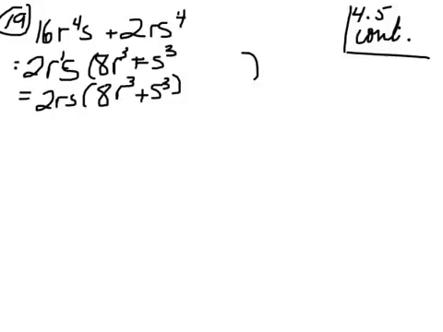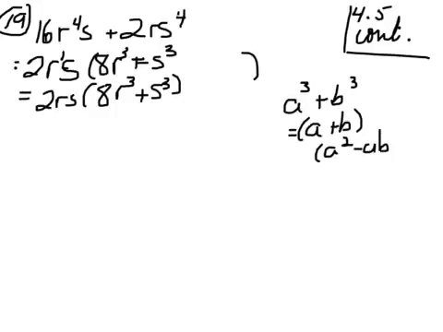Now, this is the sum of two cubes. And when you have the sum of two cubes, you factor that by saying A plus B, and then it's A squared minus AB plus B squared. Okay? So I have to think about, well, what am I cubing here? What do you cube to get 8R cubed? To get 8, you cube 2. To get R cubed, you cube R. So my A here is 2R, because that's what I cubed to get 8R cubed.